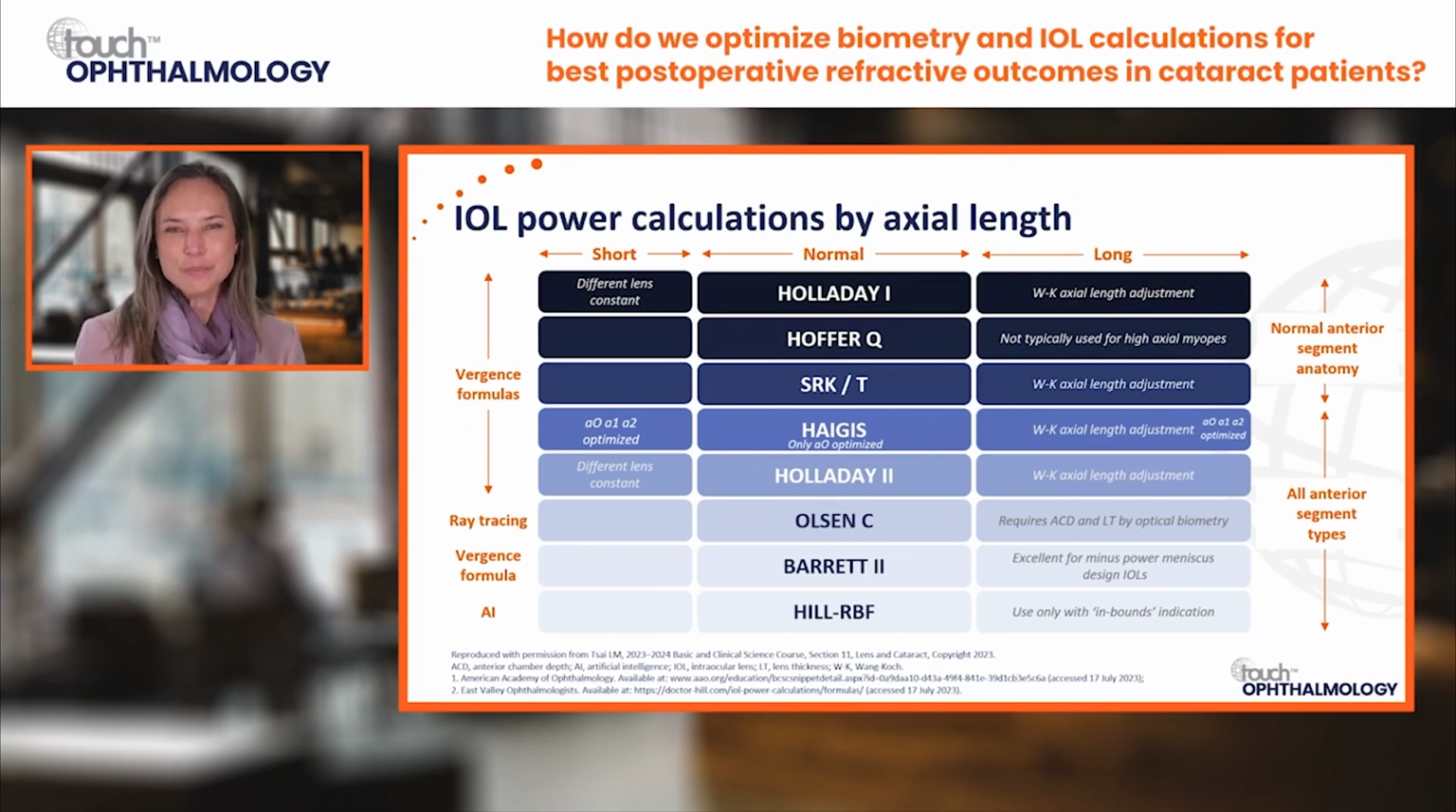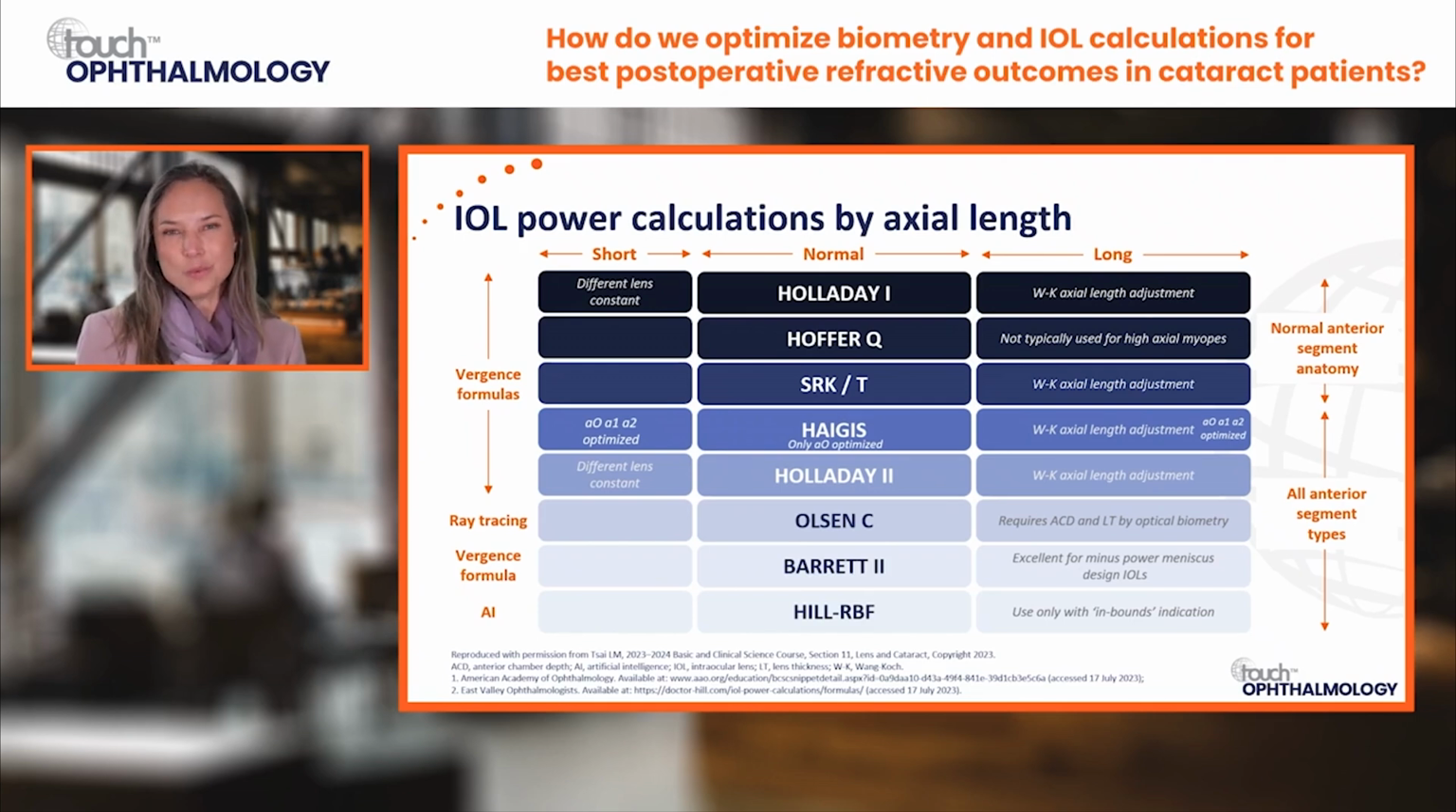So let's talk a little bit about long eyes. If you're still using a third-generation formula, it's really important to use the Young-Koch adjustment for axial length. We know that the Olsen formula, the ray tracing formula, works really well for long eyes, right? So that requires anterior chamber depth and lens thickness. The Barrett is very good for high myopes, especially if you're using minus power lenses. And the Hill RBF, because it uses artificial intelligence, is good for short and long eyes, right?